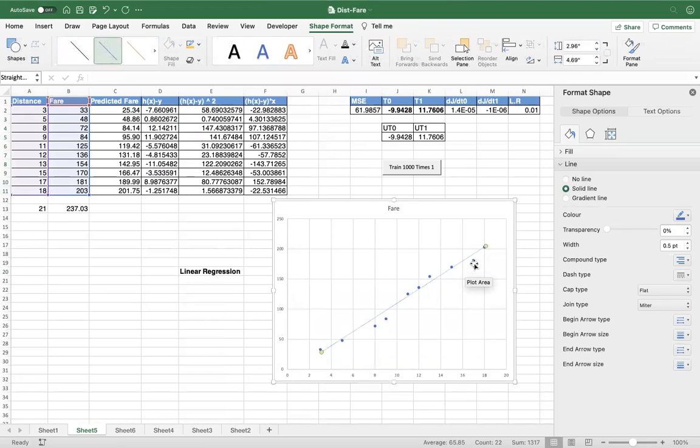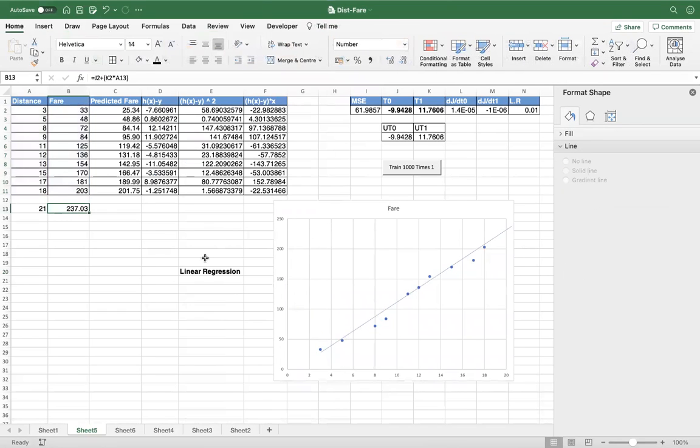And how do we use that? We extend this line further. So tomorrow, whenever there is a new data point, let's say for example 20, we'll see the fare on this straight line. That will give us our predicted fare. Any questions on this?